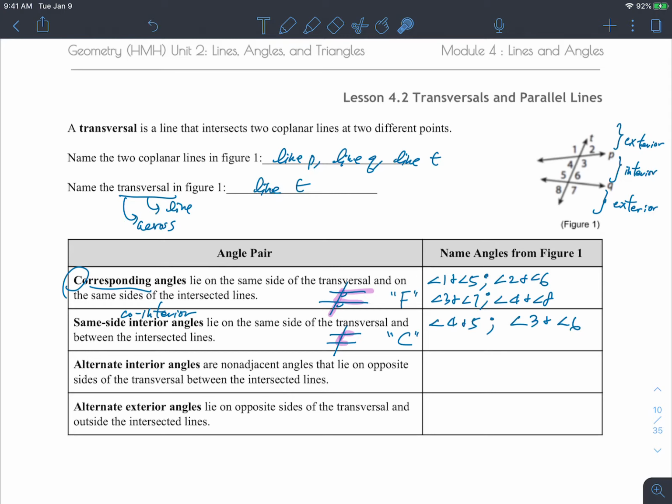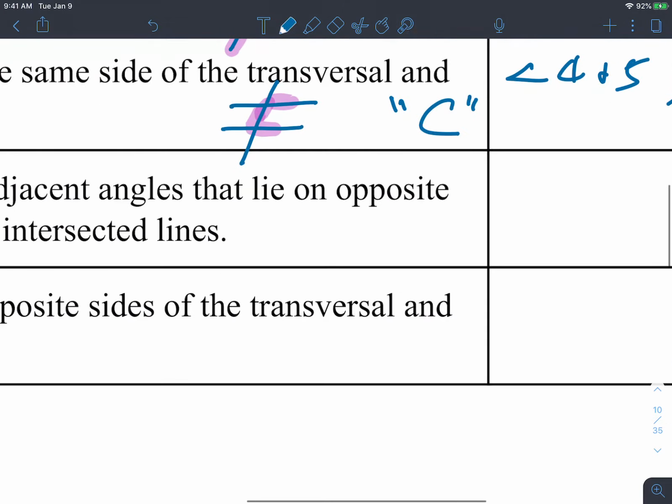All right, how about alternate interior angles? They are the non-adjacent angles that lie on the opposite sides of the transversal between the intersecting lines. Yeah, that could be kind of hard to think what it might mean. So if you had a line this way, it's an alternate side that's not adjacent. So it's not this and this. No. It's this and this. So we're talking about this shape right there, and that seems to create either a Z or an N shape.